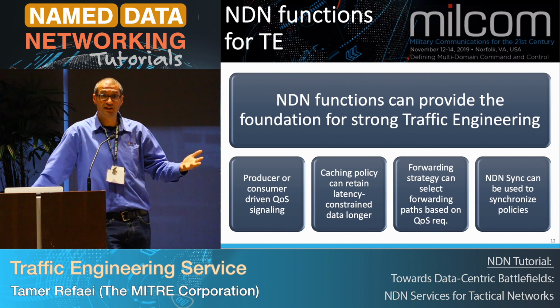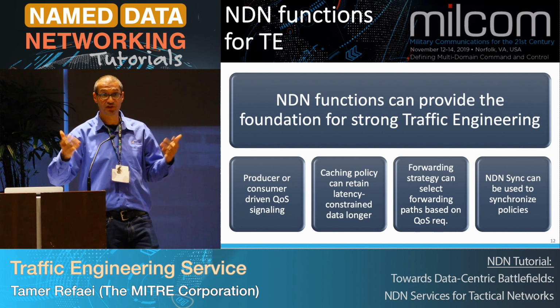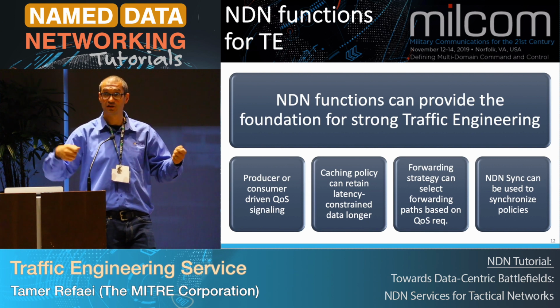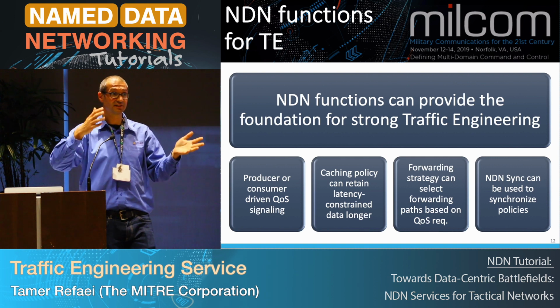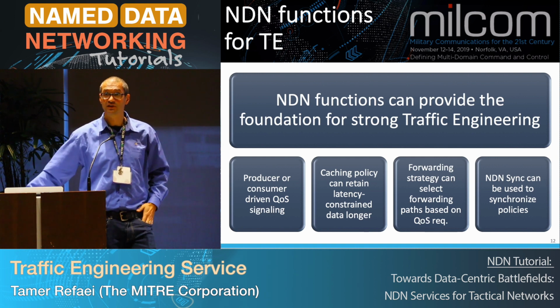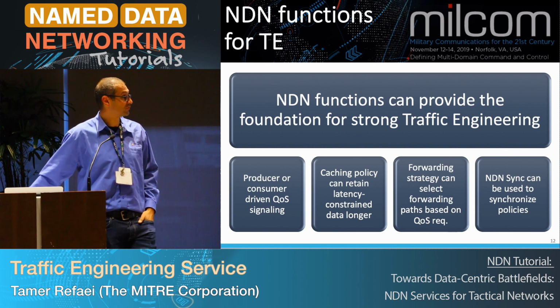Then there's also this notion of a forwarding strategy. When you're forwarding NDN packets, whether it's interests or data, you have to make a decision. How are you going to forward it? You're going to send it across this link, across that link, across both. You're going to send it as broadcast. How exactly are you going to forward it? And you can also base that on awareness of quality of service requirements.